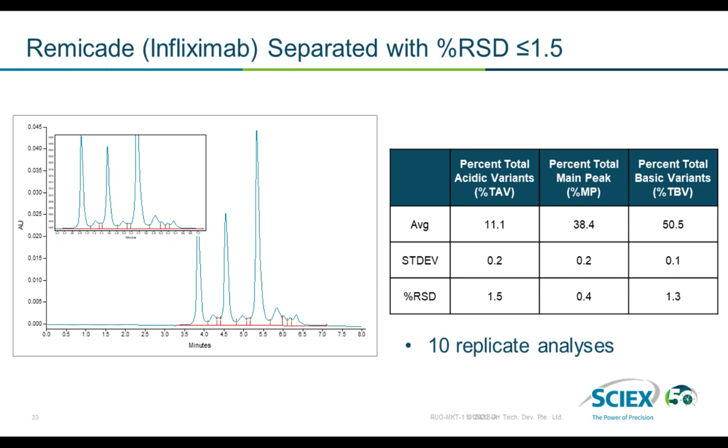And finally, we'll look at infliximab, commercial name being Remicade. Here again, 10 replicate analyses, an incredibly well-resolved profile is achieved, with RSDs of less than 2% for total acidic, total main peak, total basic variants.